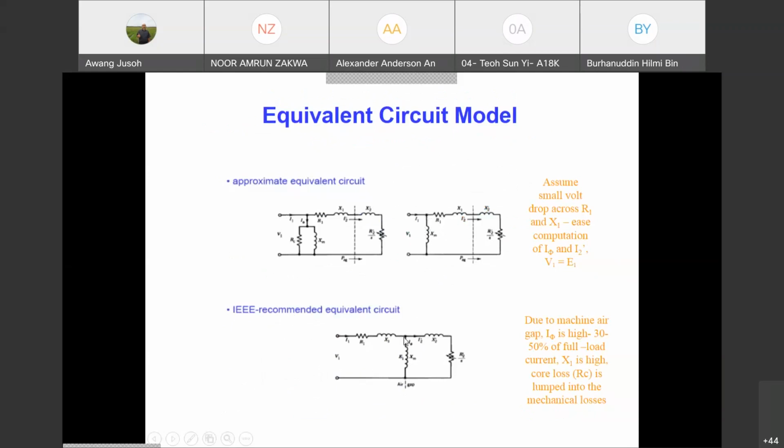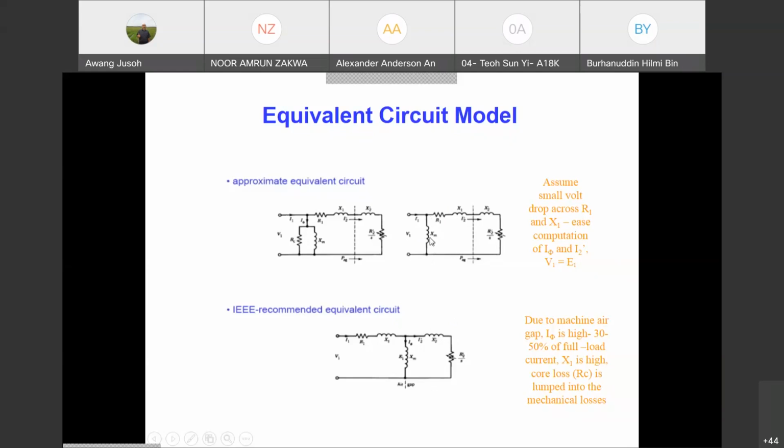So that E_AG or E1 equals V terminal, V1, the same. Here you bring XM toward here, so V1 equals E1, the same thing. So it is easy for us. If you do that, you can have a parallel circuit now. In the IEEE circuit you have series-parallel, but here you have parallel circuit only, so you can find the current easily.